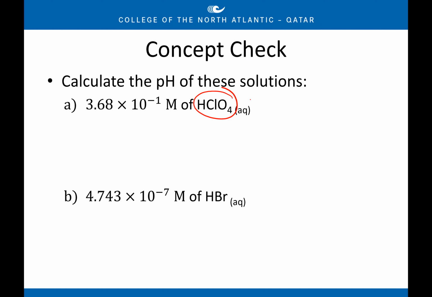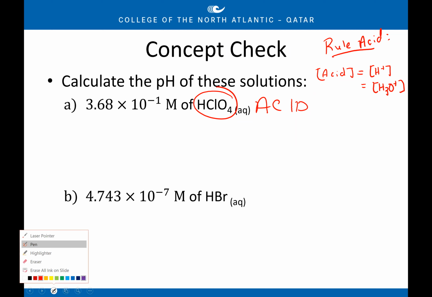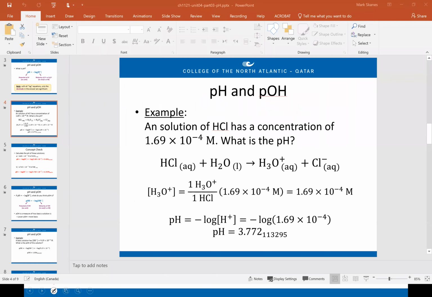So this is clearly an acid. And the rule for acids, let me write this up in the top corner. The rule for acids, and it's really important that you understand that this is for acids, is that the concentration of the acid is the concentration of H plus or H3O plus. Just remember that H plus and H3O plus are the same thing. It depends on what book you're looking at or who your instructor is. I'm an H3O person. Sorry, guys.